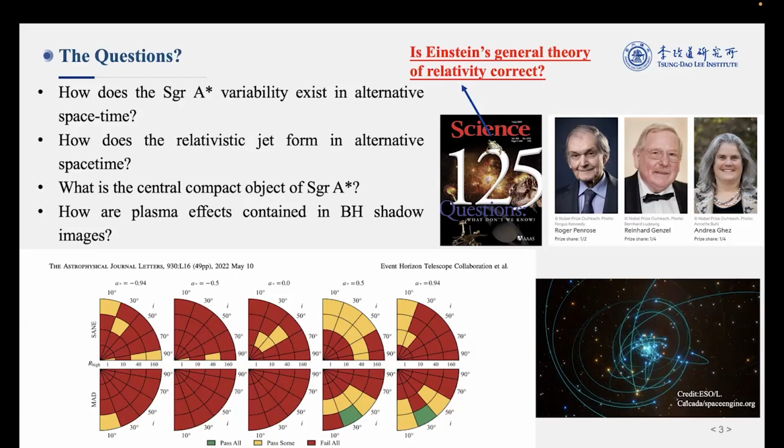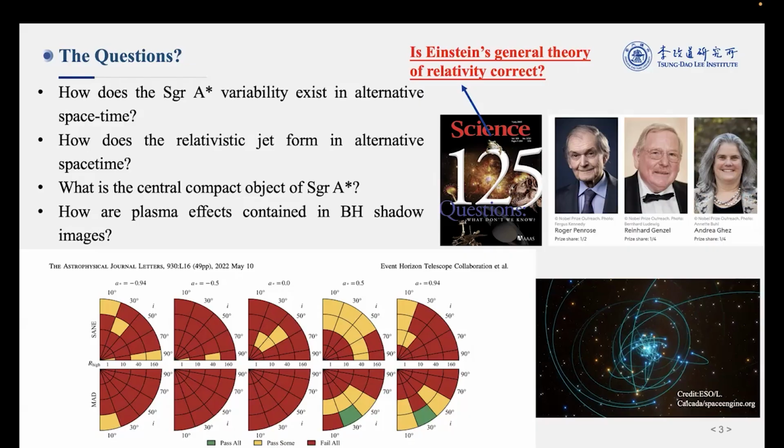Another question is what happens to the jet? Because we don't have any jet for Sagittarius A star, we want to understand what happens to the jet when we go to an alternative space-time, away from the Kerr solution. Another question we try to understand is whether the compact object that we are looking at is a black hole or a mimicker of a black hole. And of course, there are plasma effects, and we want to understand how these plasma effects are contained within the black hole shadow images in the Kerr and away from the Kerr black hole.